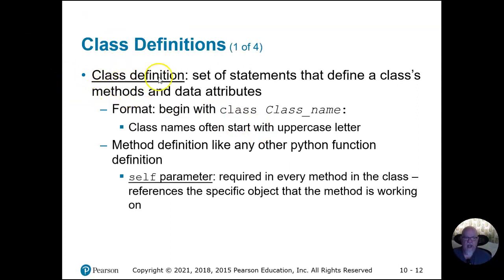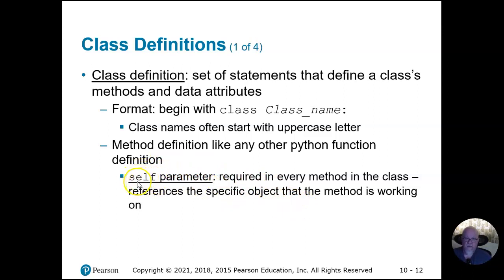The class definition is a set of statements that defines a class's methods and data attributes. That's basically actually creating the blueprint. It starts with class and then the class name. The class name often starts with an uppercase letter, so whenever we see an uppercase letter, that tells us that it is a class. Methods: a method definition is like any other Python function definition. We're going to use the def.